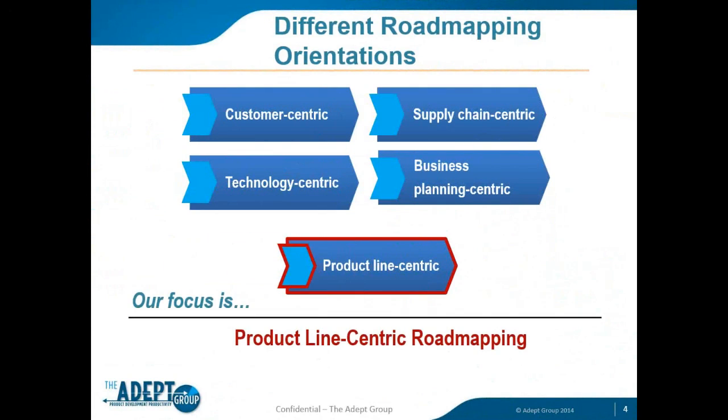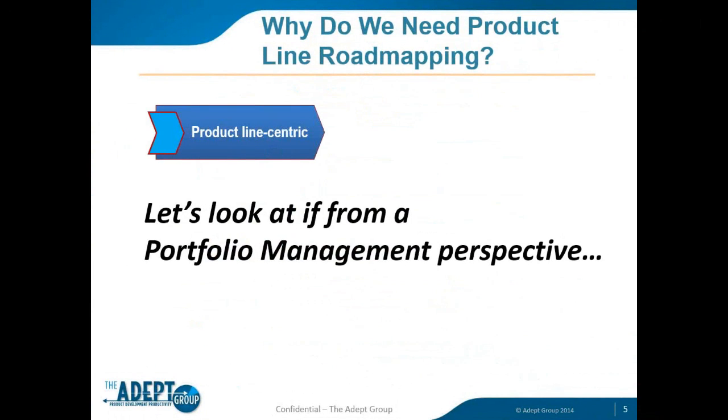Let's dive right into the topic and start getting some background on road mapping. There are several different orientations to road mapping, and a lot of people have used the term road mapping for different topics in their own orientation to business. Customer-centric, what's going on with customers, what's going on with supply chain. There can be technology or science road mapping, and there could be business planning road mapping. This is just like the laying out of the plans with respect to those things. Our interest, though, is more about product line-centric road mapping.